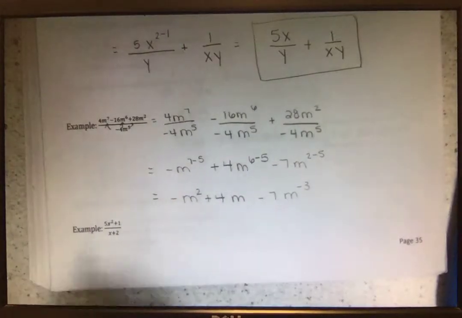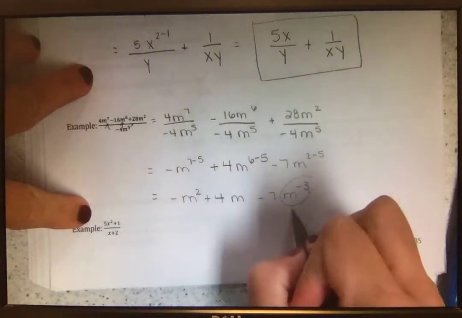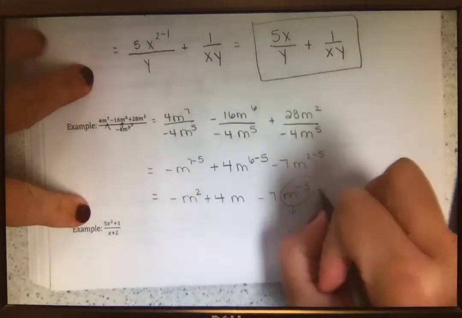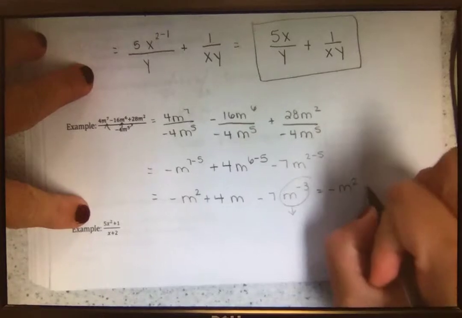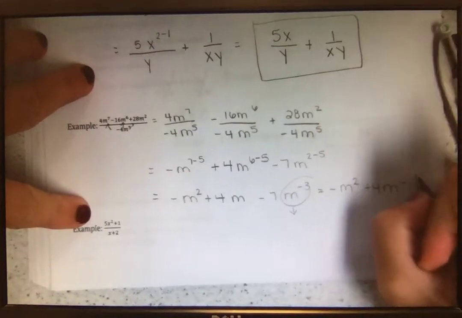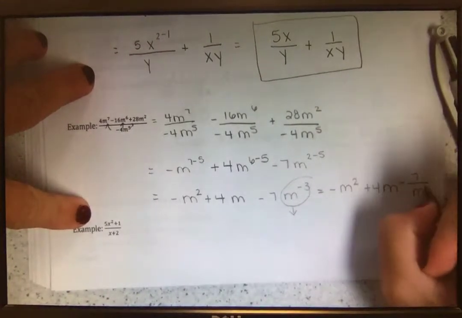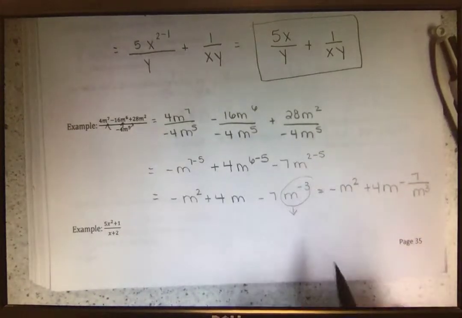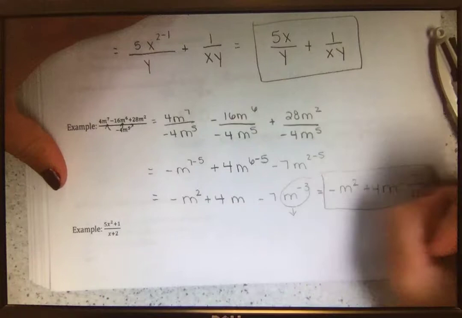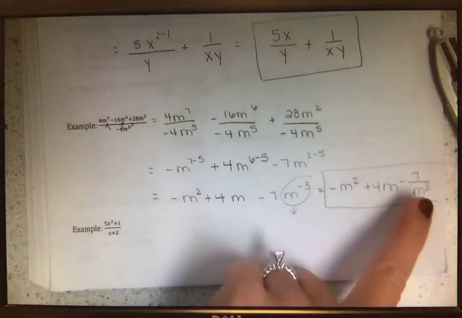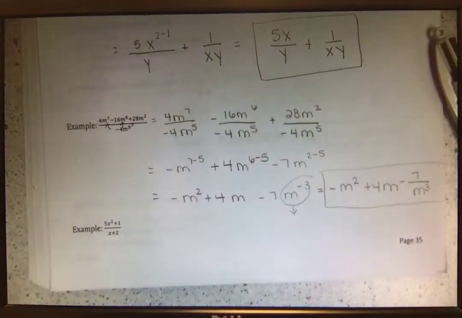Because that power is negative, that has to flip down to the bottom of our fraction to become positive. So we're left with negative m squared plus 4m minus 7 over m cubed. This is its own little fraction, this negative 7 over m cubed. So make sure you leave it separate from the other ones. So the m cubed is only over the negative 7. So negative m squared plus 4m minus 7 over m cubed is our final answer.